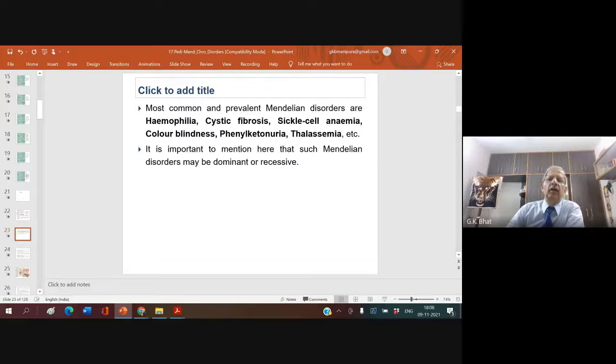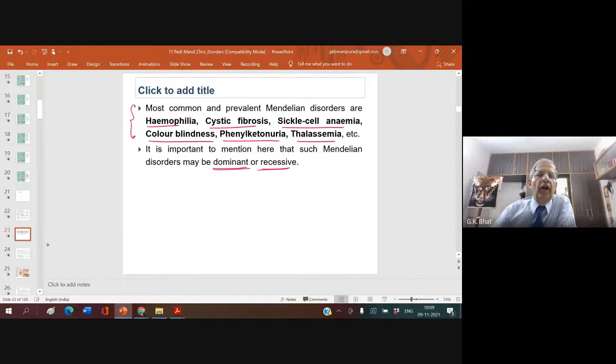Please take down this very important sentence. The most common prevalent Mendelian disorders are hemophilia, cystic fibrosis, sickle cell anemia, color blindness, phenylketonuria, thalassemia. These are all examples of Mendelian disorder. It is important to mention that such Mendelian disorders may be due to a dominant allele or a recessive allele.